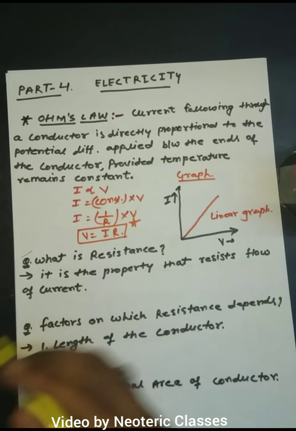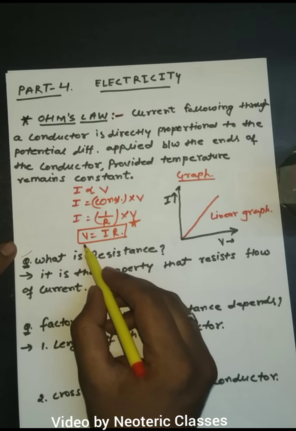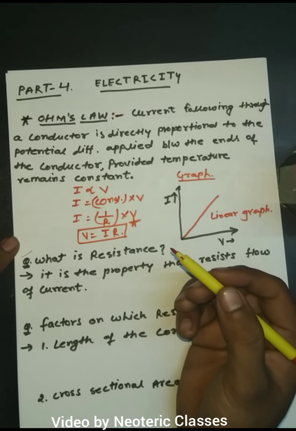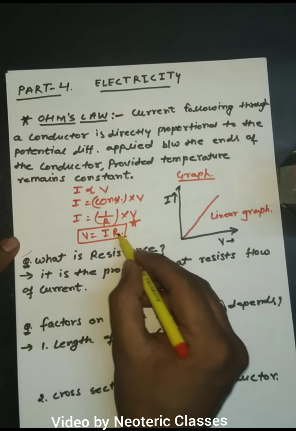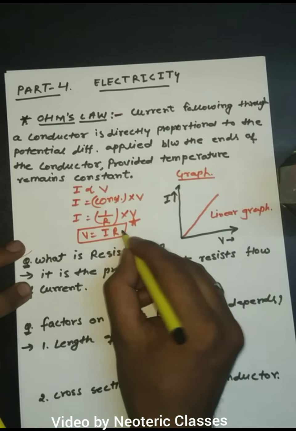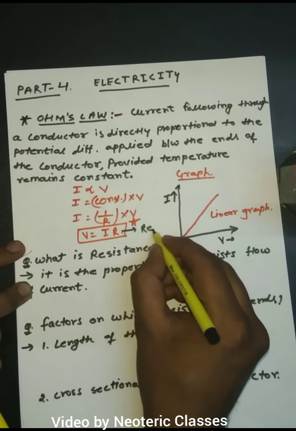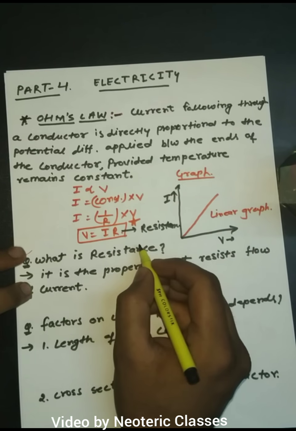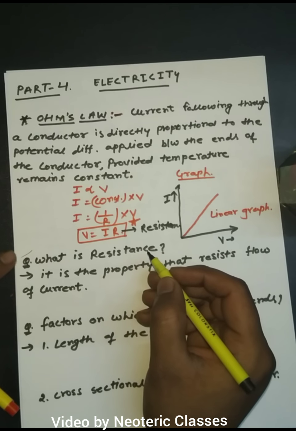Here everything is quite clear. What do you mean by V? V is nothing but the voltage or potential difference. What do you mean by I? I is nothing but current. This is a new term, R. This R is known as the resistance, and resistance is always a constant.